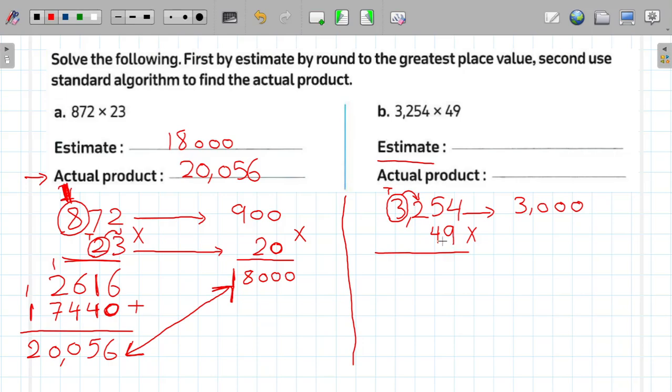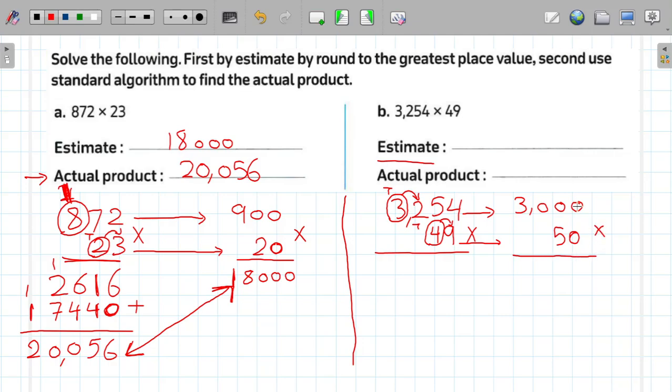Okay, the next one I have 49, so the last digit here is the 10th digit, so I will round to the 10th digit. So I have 4, and the next digit is 9, and 9 is a strong digit, so I will add 1 to 4, so it will be 5. And I have just 1 digit, so I will add just 1 zero.